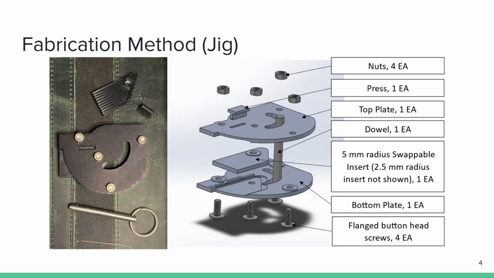For our fabrication method, we chose to design a jig to control the bend radius and ensure a consistent method of bending for each sample. The jig ensured that the force would be applied to the wire at the same location for all samples and that all samples would be bent to the same set angle of 45 degrees. We made use of a swappable insert to change between our two bend radii of 2.5 mm and 5 mm in order to use the same jig to create all the samples.